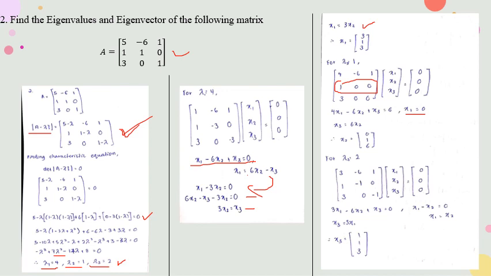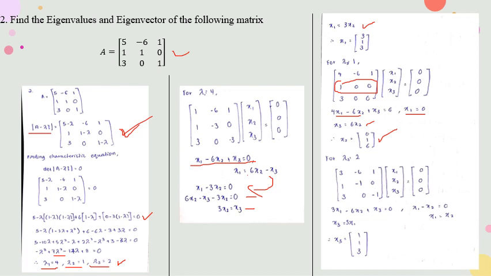After that, we can substitute x1 into this equation, and we'll find x2 equal to 6x2. And here we know that x3 is 6 times x2, which means the value of x3 is 6 and the value of x2 is 1. So here's the second eigenvector: 0, 1, 6.